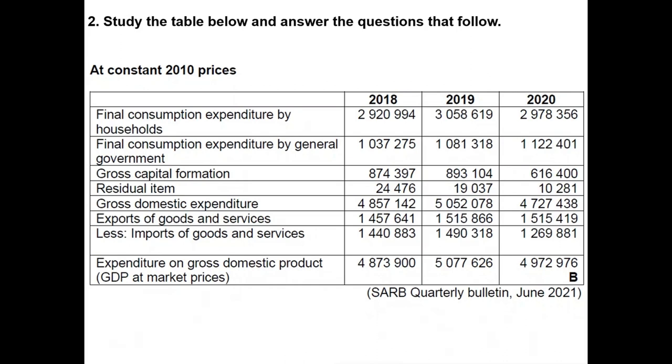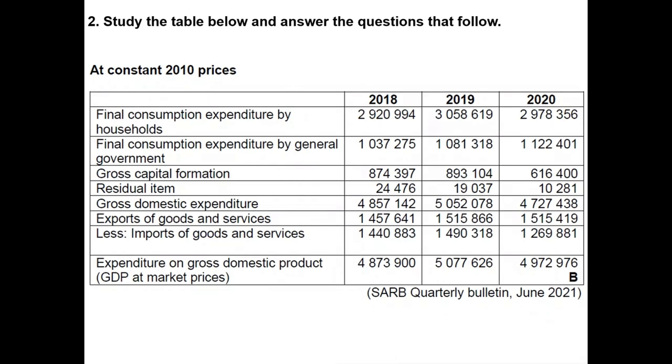Thank you, Sinanjongo High School. Just for interest's sake, we have three methods to calculate GDP: the income method, the production method, and the expenditure method. The one we are dealing with now is the expenditure method. Okay, then let's move on to the other questions.